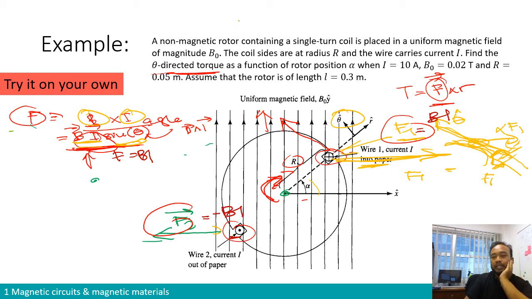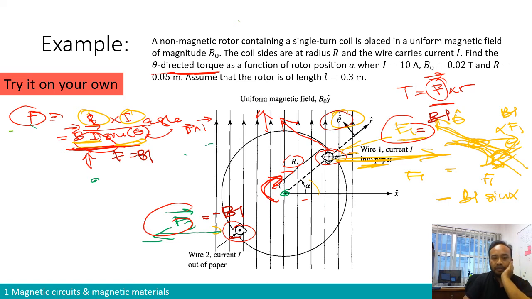But when it is projected onto the axis theta, it is not just BI. You need to project onto axis theta, so it becomes BI sine alpha, right? It becomes BI sine alpha. But now we can see that it is negative, so it becomes minus BI sine alpha. So you have to do the same thing for F2.